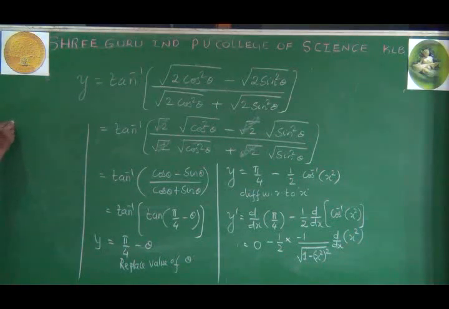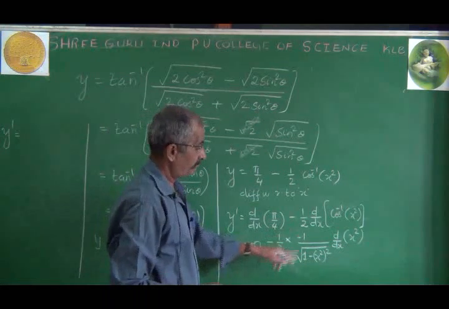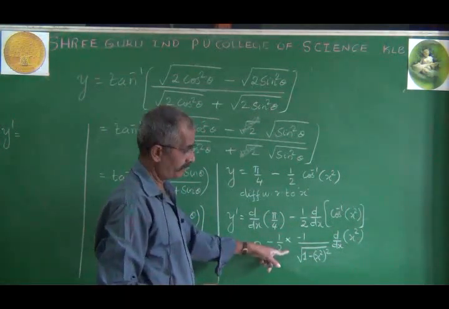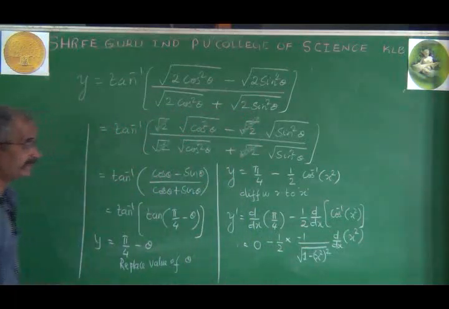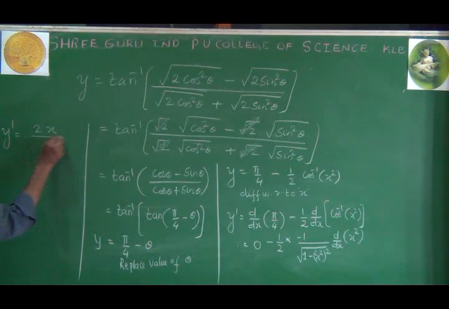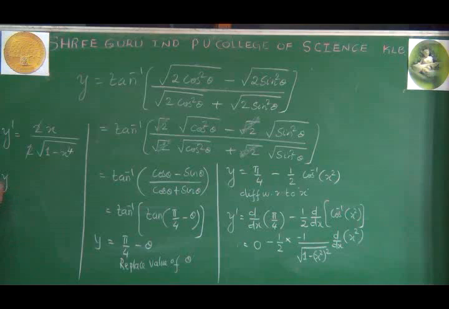Further, y dash equals minus into minus, plus 1 by 2. At the same time, the differentiation of x square will be 2x. That means it is 2x divided by 2 into square root of 1 minus x square whole square, or x square whole square becomes x to the power of 4. Lastly, 2 will cancel out. Y dash equals x by root of 1 minus x power 4.